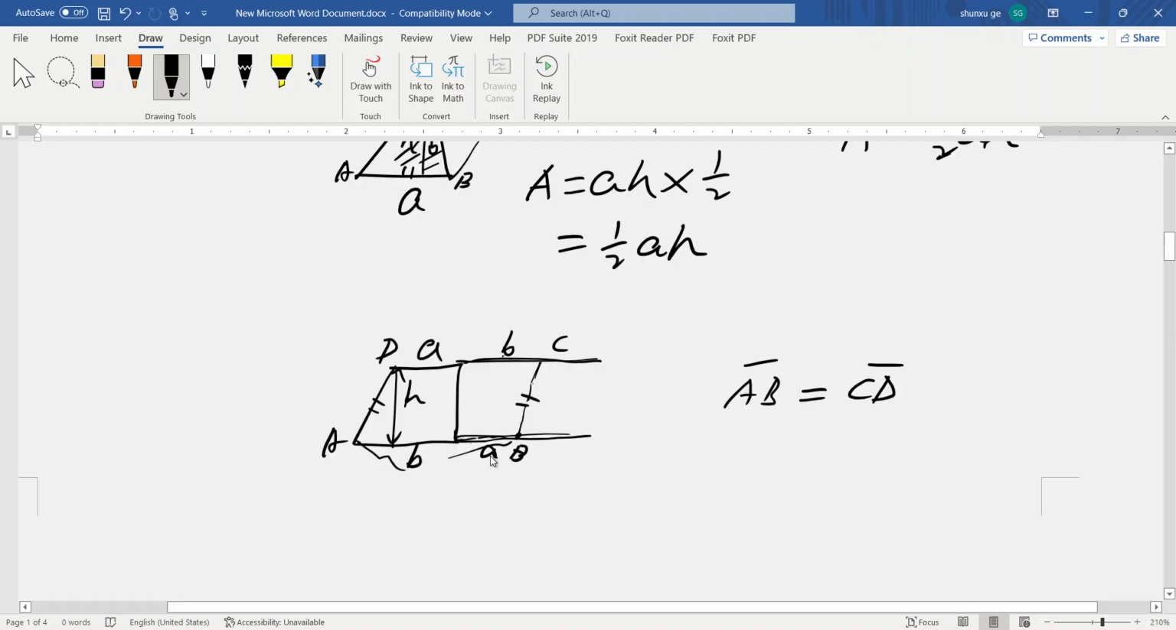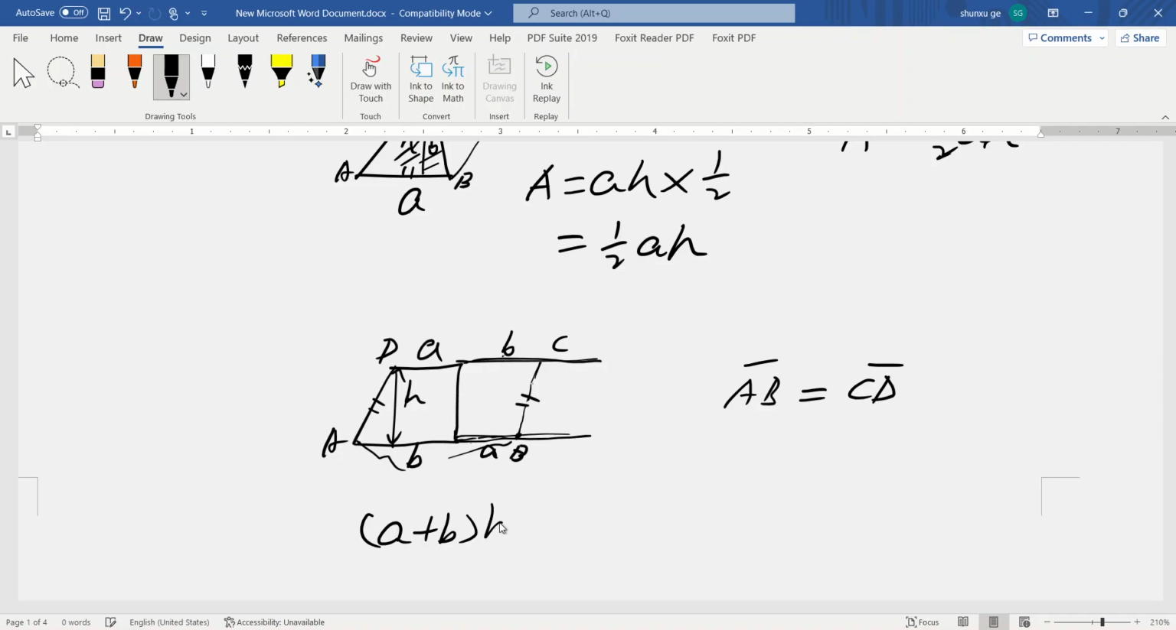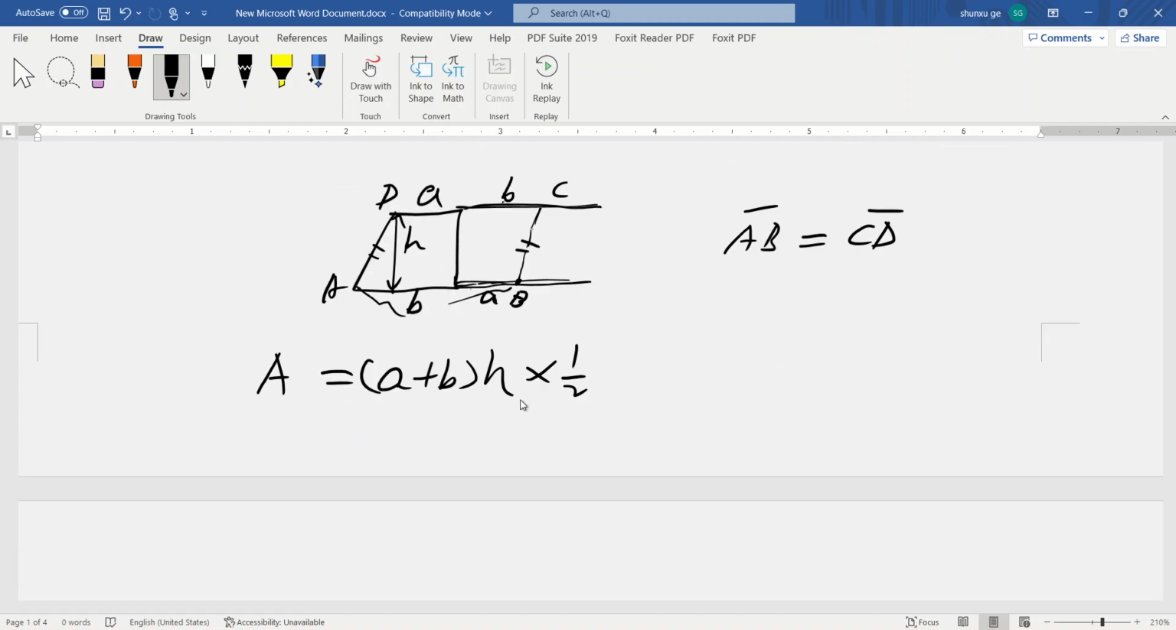So their area, you can find, here is a parallelogram. The total area is A plus B times H. But the original is the ladder shape. It's only half, so we multiply by 1 over 2. So we rewrite the formula: 1 over 2 times A plus B times H. This is our formula for the ladder shape.